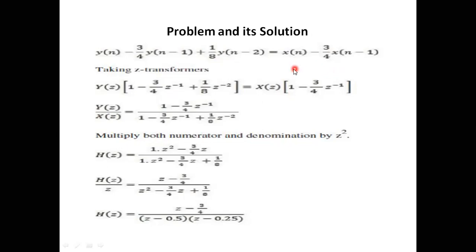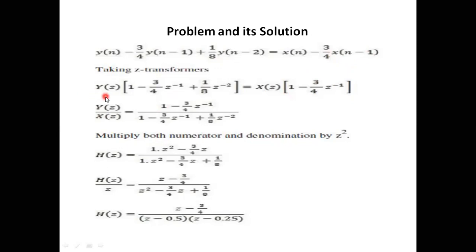Similarly, find the Z transform of the RHS. The Z transform of x[n] is X(z). The Z transform of x[n minus 1] will be X(z) times z to the power minus 1, because it is delayed by 1, and minus 3/4 is the coefficient. Separate out X(z), take X(z) as common, and you will get this equation. This equation we got by taking the Z transform.